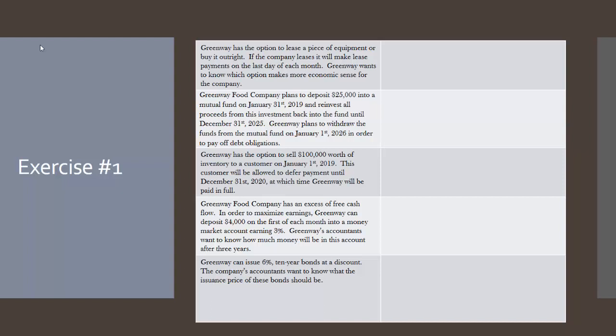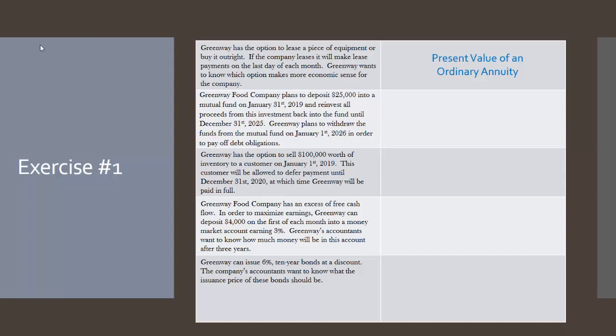Well, we've got to discount that series of lease payments that we have to make back to their present value. And because we are making this series of payments on the last day of each month, it is an ordinary annuity. So the factor or the formula we're going to use is the present value of an ordinary annuity.